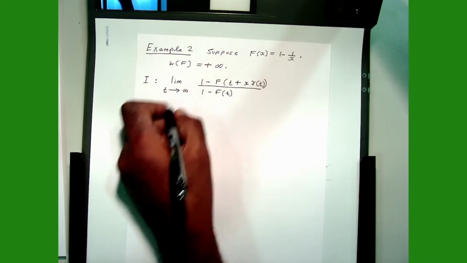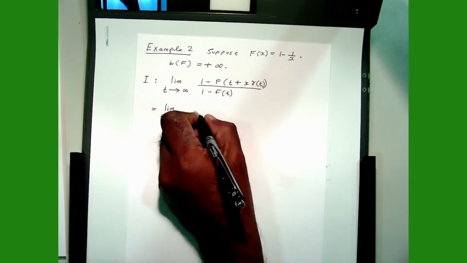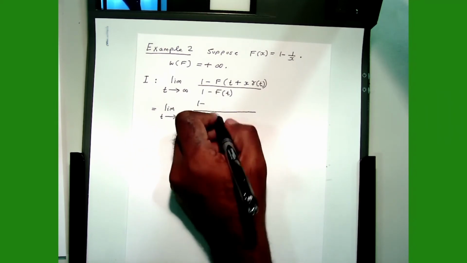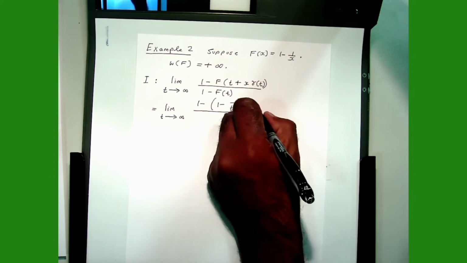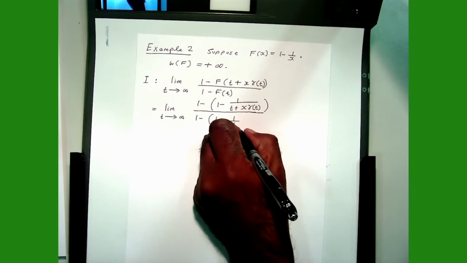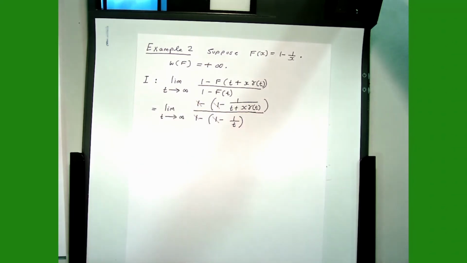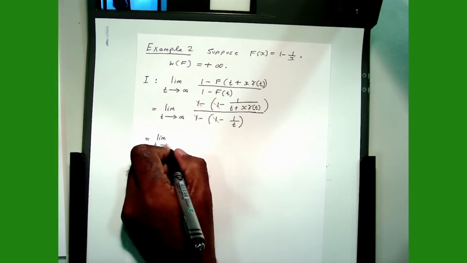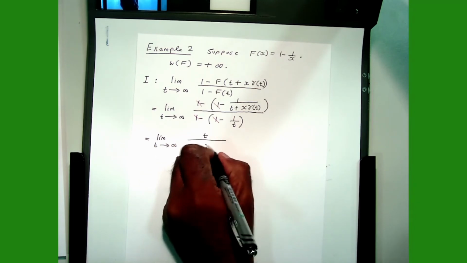So this is the limit, and this must be equal to this, and once again the ones cancel. Okay. So what you have is the limit as t goes to infinity of t divided by t plus x gamma t.